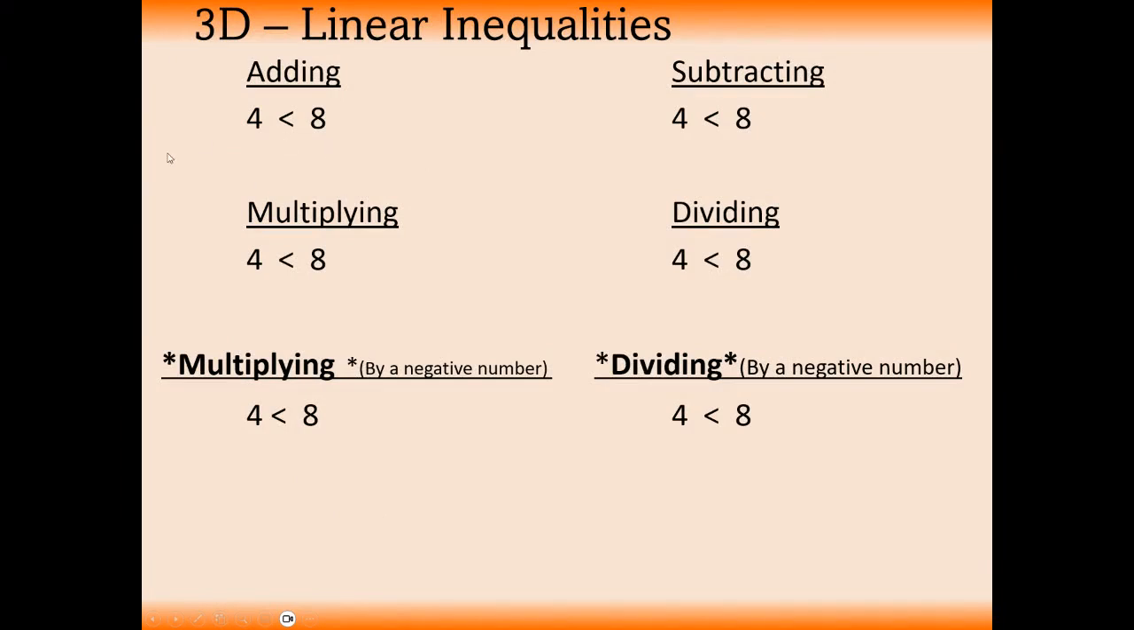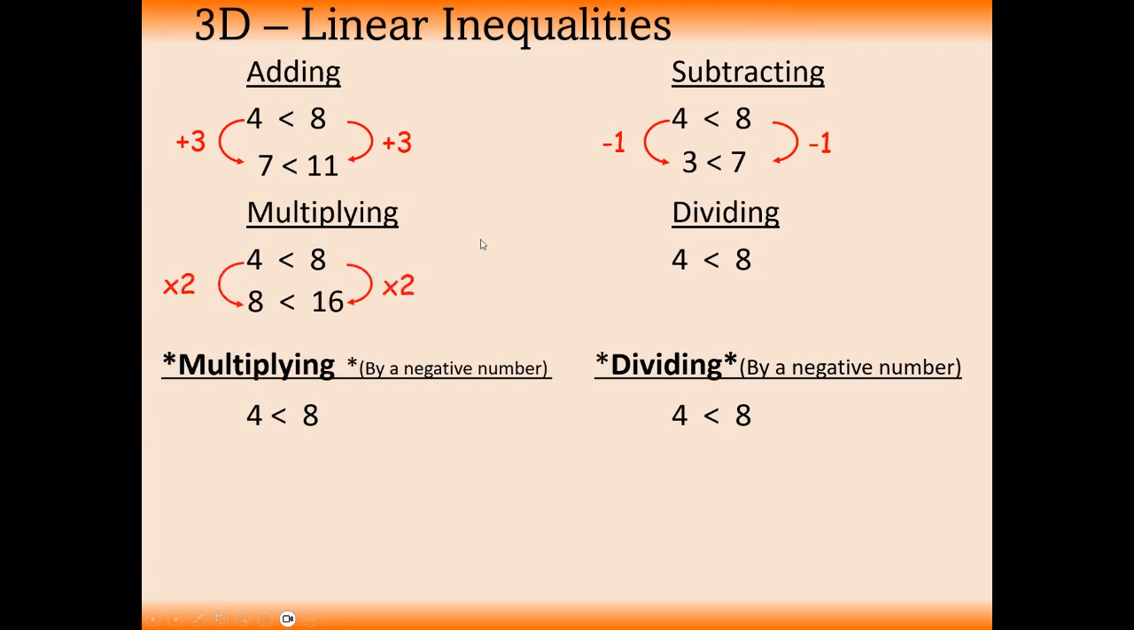I have 4 being less than 8. It's just really preliminary stuff, but it's good to understand what's going on. So when I add 3 to both sides, the inequality is still true. If I subtract 1 from both sides, the inequality is still true. 3 is less than 7. When I times by 2, the inequality remains true. When I divide by 4, the inequality still remains true. 1 is less than 2.